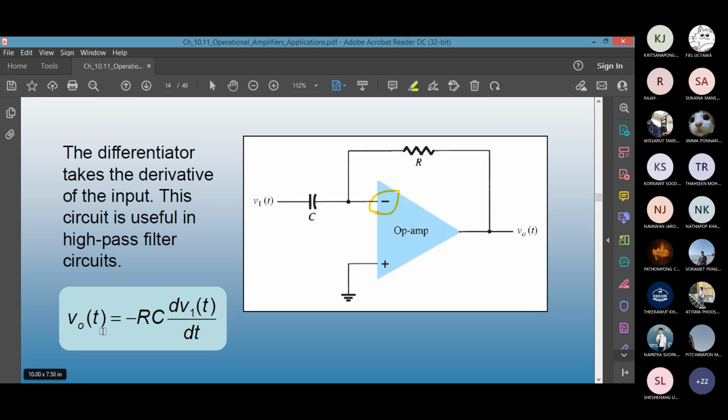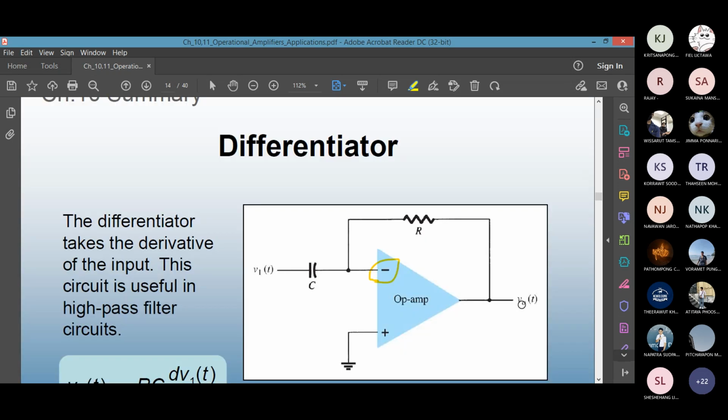We're assuming voltage here is a function of time. What voltage is a function of time? It's a sinusoidal voltage, because it changes with time. This one is used in high pass filter circuits. It means any low frequency will not be shown on the output side, but after you pass a cutoff frequency, when it is high enough, it will pass the high signal.